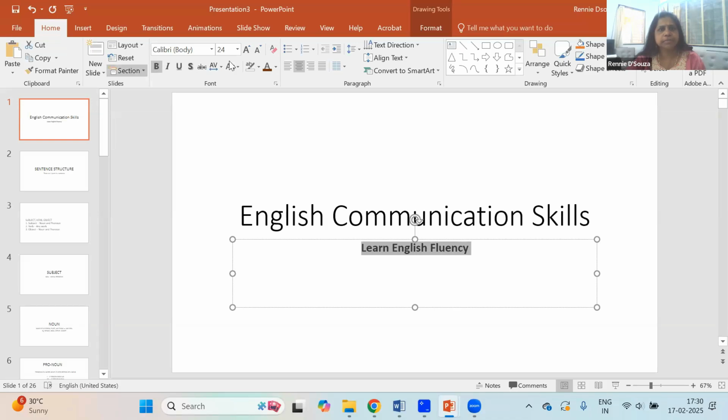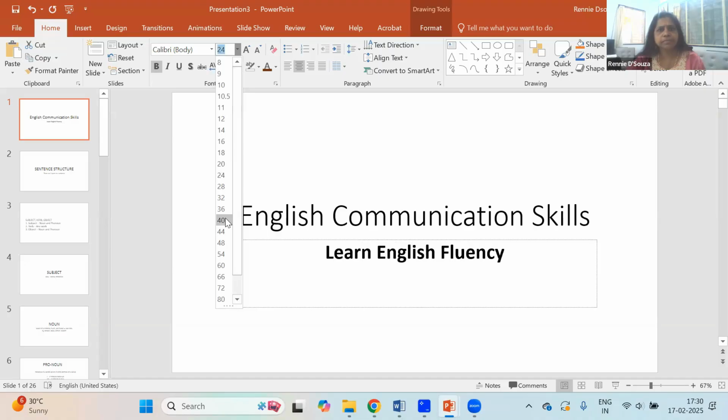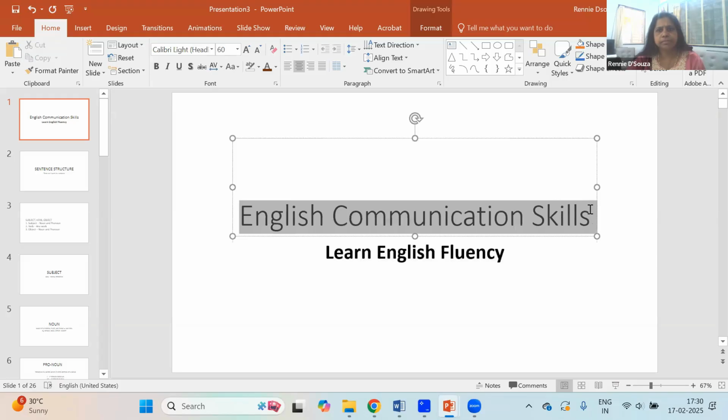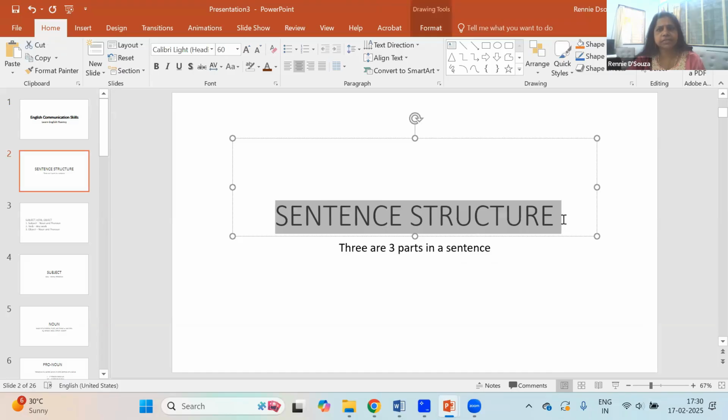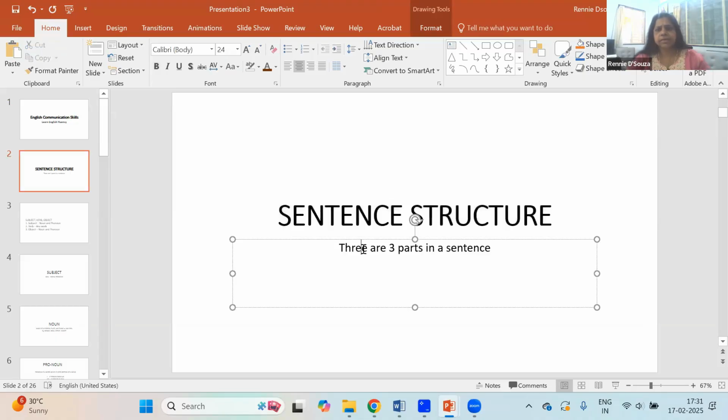To learn our English communication skills, we should have English fluency. To get the English fluency, we should learn this English communication skills. Alright, and how to learn this English communication skills? First, we should understand to form the structure of the sentence. We need to structure the sentence.